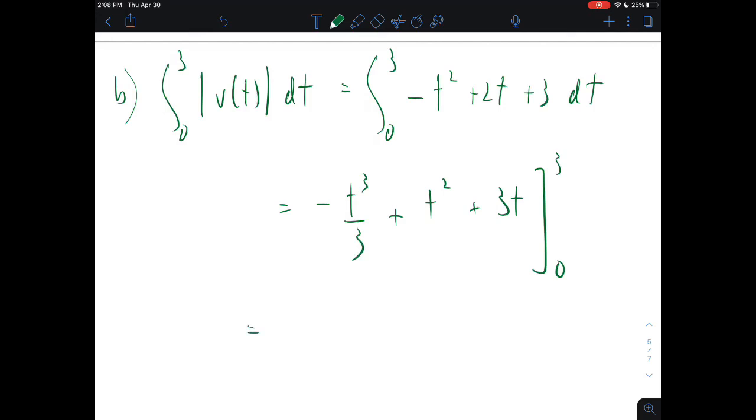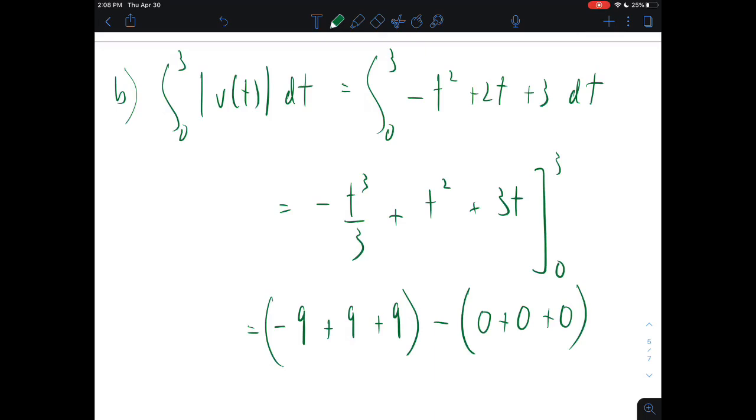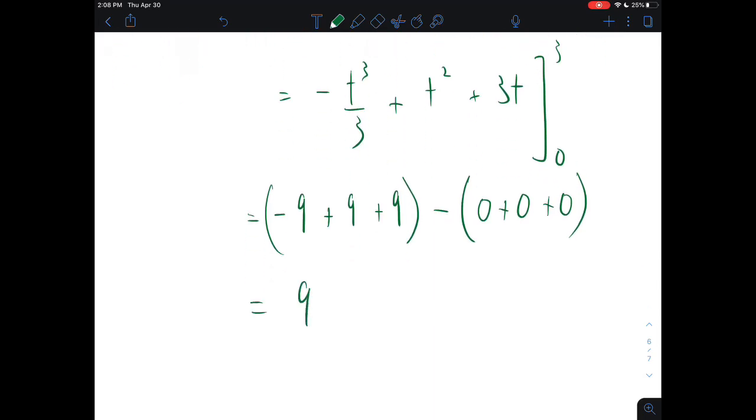So this gives me -9 again, plus 9, and then minus 0 plus 0 plus 0. And so then this just gives us 9. So we could do a graph to see maybe what is happening at t equals 0, and then t equal 1, t equal 2, and then t equal 3. That might give us some indication of if there was back and forth movement. But we don't even need to consider that. We can again just look at what's happening at the beginning, what's happening at the ending, and with these ideas of just integrating the function or its absolute value, we get the answers for the concepts of displacement and distance traveled.